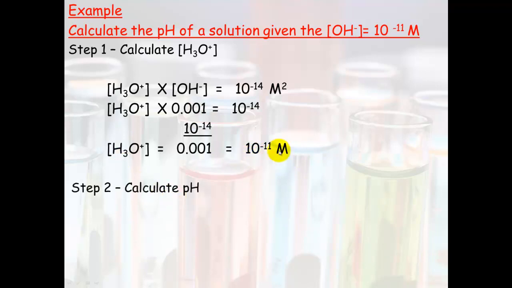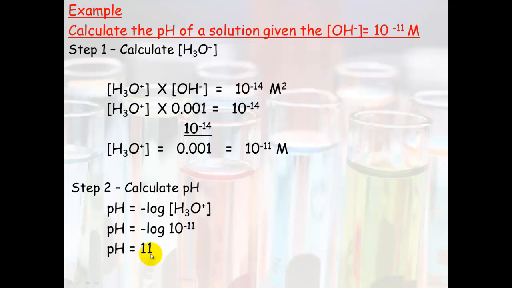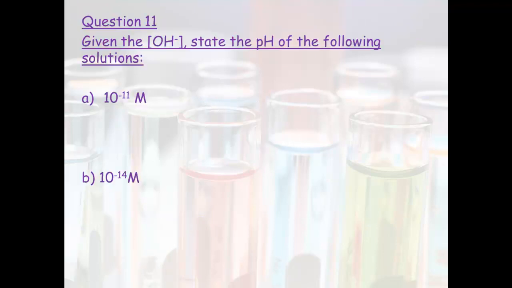Step 2, we now use this concentration to work out the pH. You must always use the concentration of hydronium, not of hydroxide. So we'll pop that in and we get a pH of 11. So again, a couple of questions for you to have a go at. When you're given the OH, or the hydroxide concentration, you need to find the pH of these two solutions. Pause it and I'll pop the answers up.